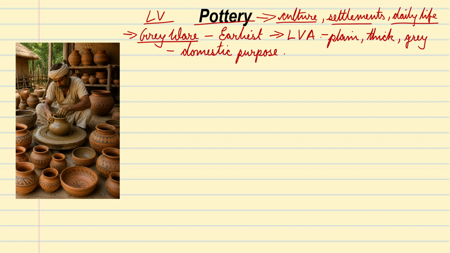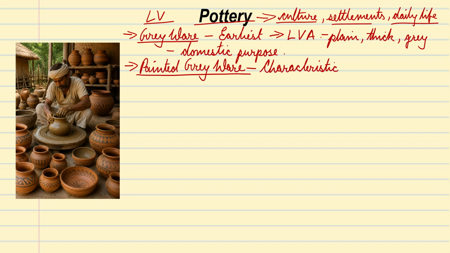Then we had the painted grey ware, which is called the famous PGW, painted grey ware. Now, how is this important? So this is called the type pottery or the characteristic pottery of the later Vedic age. Later Vedic age means it was mostly found during the later Vedic age.